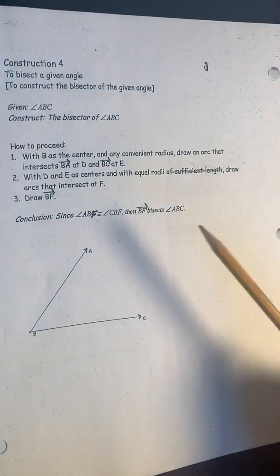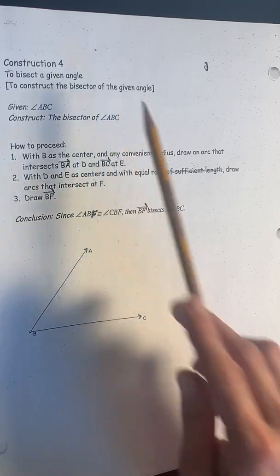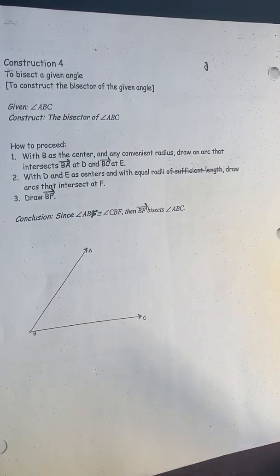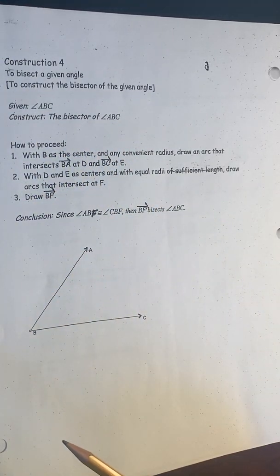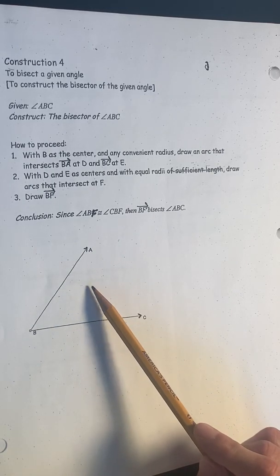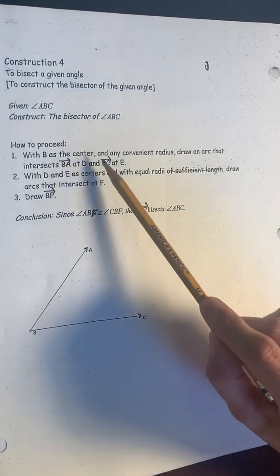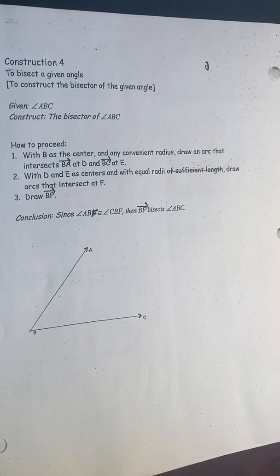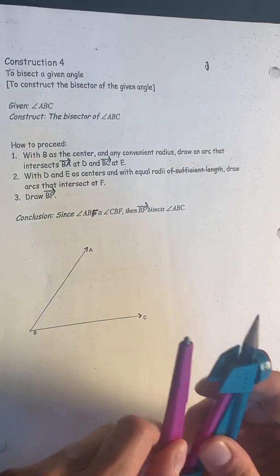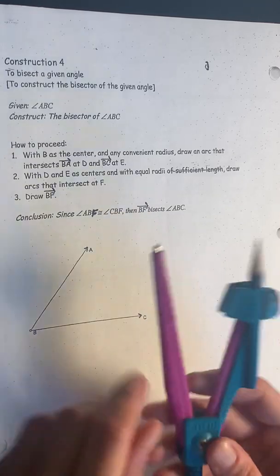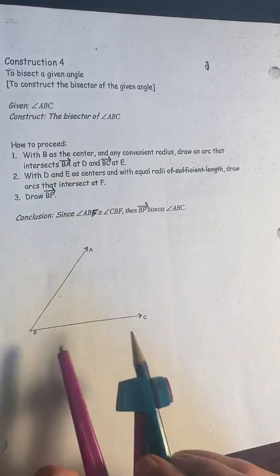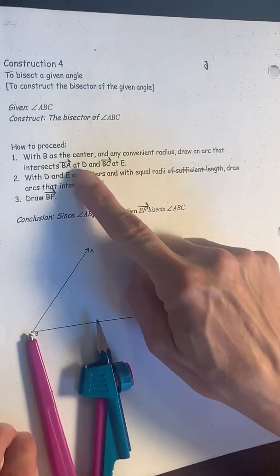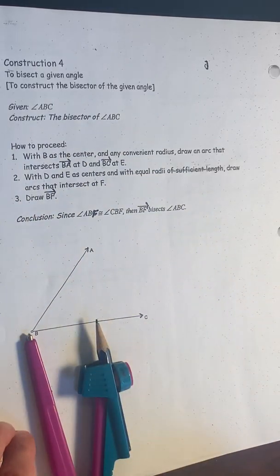We're going to bisect an angle, also known as constructing the bisector of a given angle. So we're given an angle ABC. We're going to construct the bisector of ABC. Now remember what bisect means, to cut into two equal parts. So we're going to split this angle into two equal parts. Let's follow the steps. With B as our center and any convenient radius of your compass, which is just the distance between the point of the compass and the pencil point, we're going to put the compass point on B. We're going to make an arc that intersects both sides of our angle.